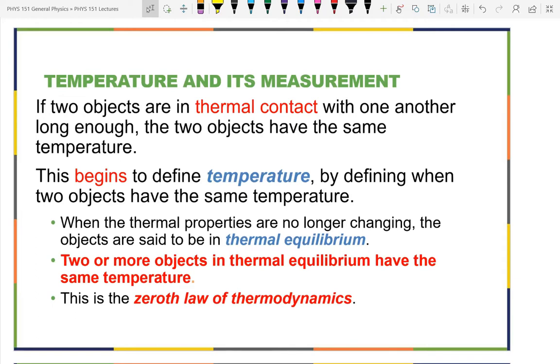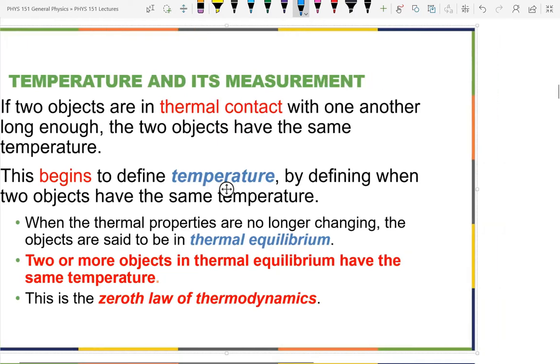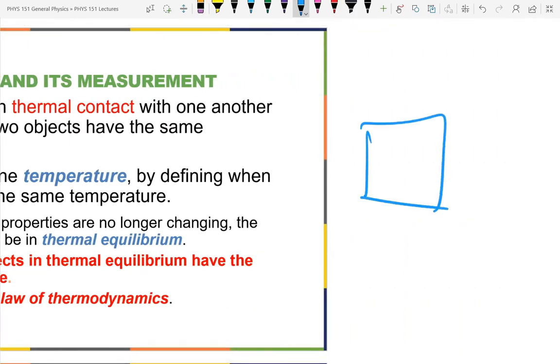Thermal equilibrium means that you have two things in thermal contact and there is no heat flowing. So I have, here's object 1, here's object 2. They are clearly touching each other, hence they have physical contact, which means thermal contact. And if there is no heat flowing, then we're in thermal equilibrium.